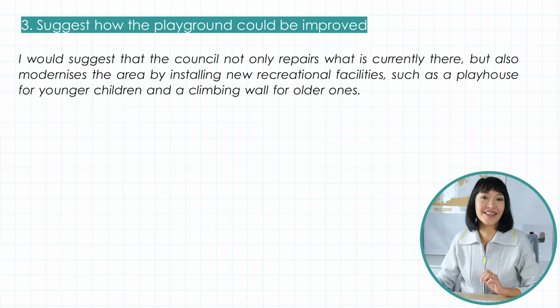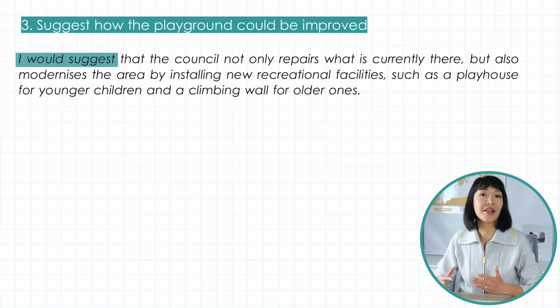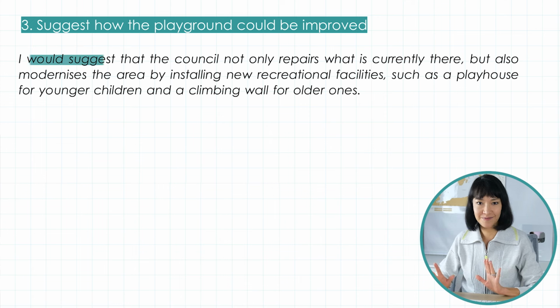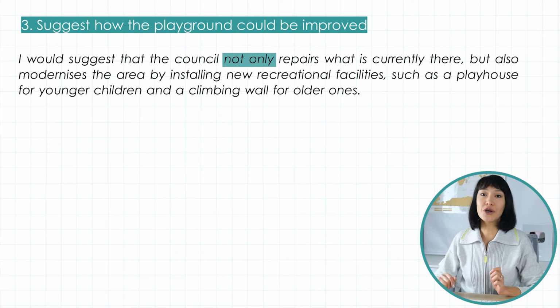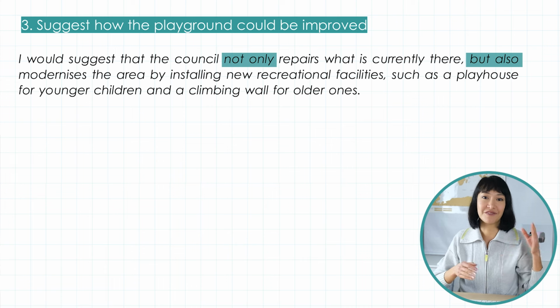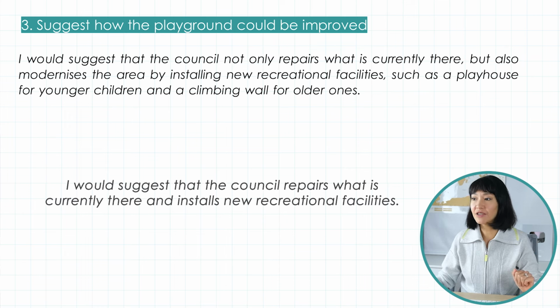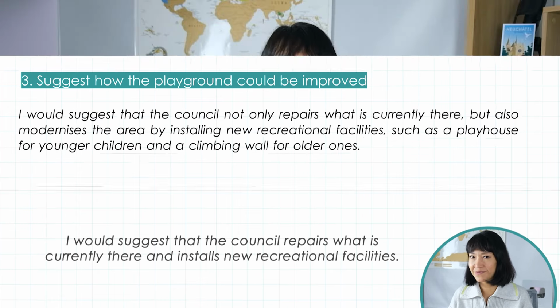In the first sentence, the use of modality, I would suggest and later that could include, help create a sense of formal politeness. I'm not trying to force anything, I'm only making suggestions. We also have the useful not only but also structure to neatly include two points, repairs and modernizes. A simpler version of the sentence would be, I would suggest that the council repairs what is currently there and installs new recreational facilities. Choose the level of complexity that's right for you.